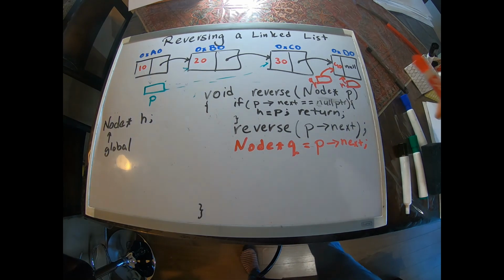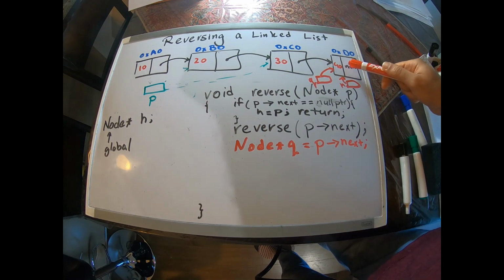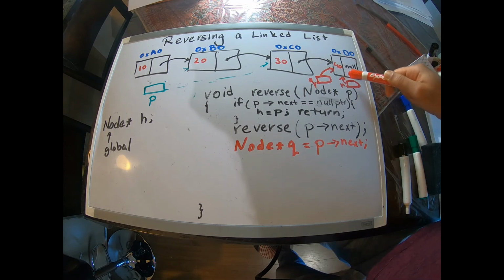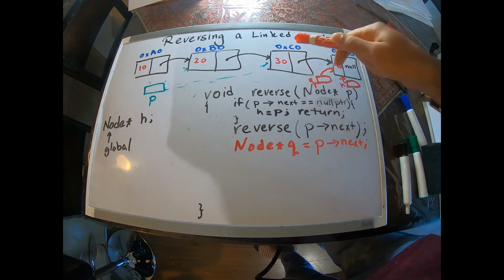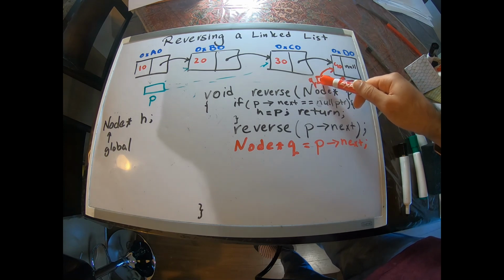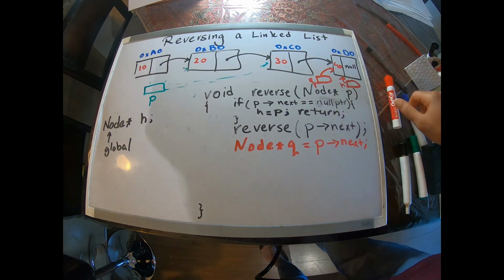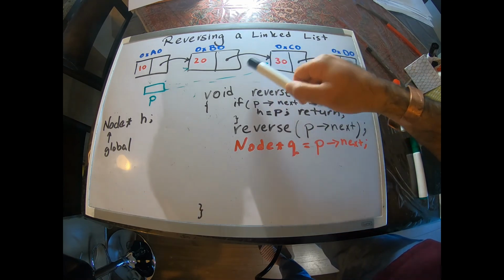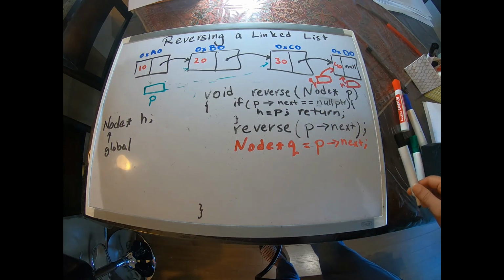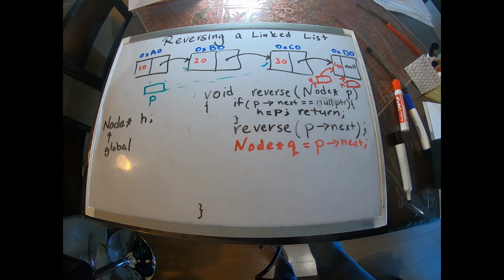Now, if I want to make this pointer point to this one, I can do that. This is the reason I defined this like this. So how can I make this pointer point to the node that P is pointing to? Can you guys tell me or guess how this is done?